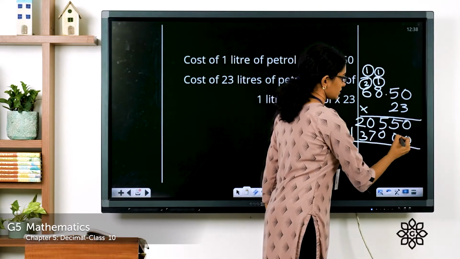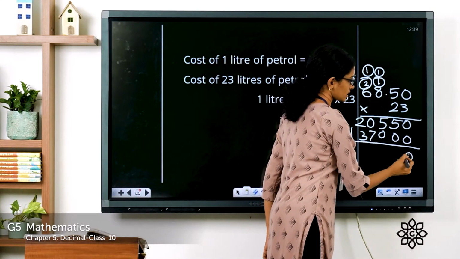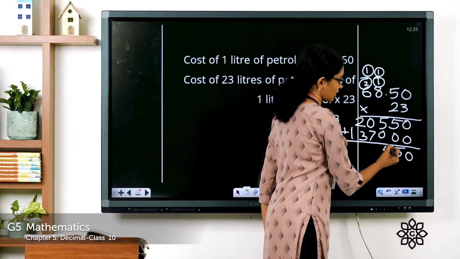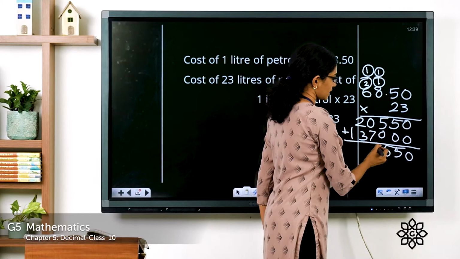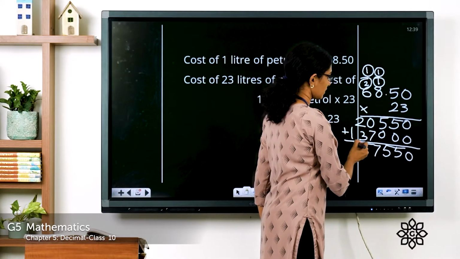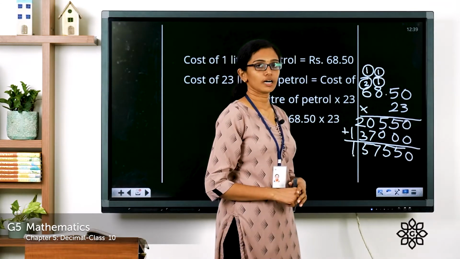Then inserting a 0. Now adding the products. 0 plus 0, 0. 5 plus 0, 5. 5 plus 0, 5. 0 plus 7 is 7. 2 plus 3 equal to 5. Then 1. So, this is the product of the multiplication.